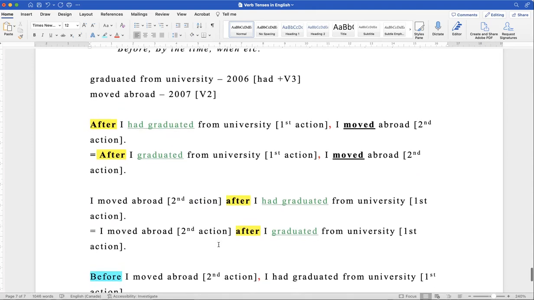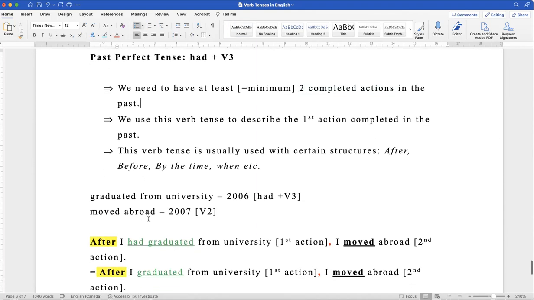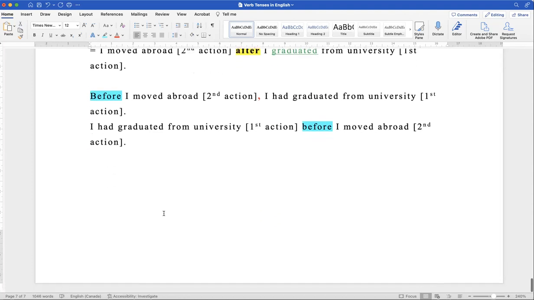So we can use after, before, we can use other verb tenses. But here, this is not my goal. My goal is just to explain that we have two completed actions, and we explain the first one that happened in the first place using past perfect tense. And the second action is explained using simple past tense. This is the idea.